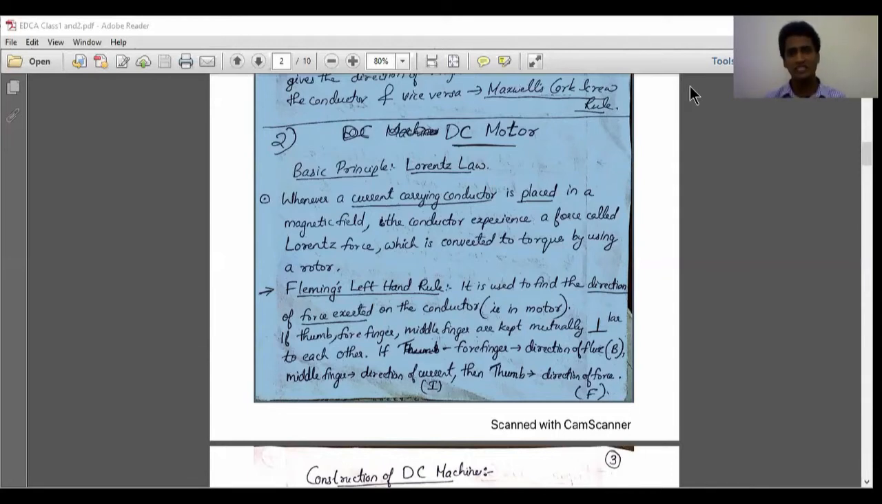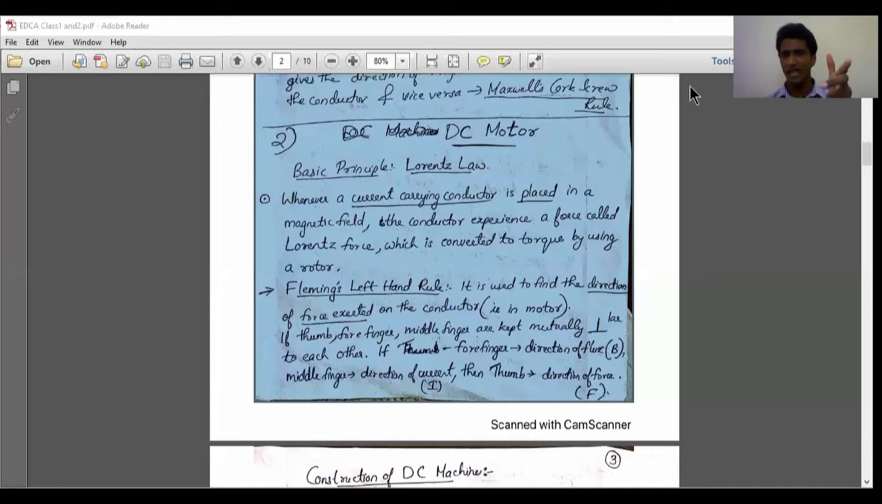Similarly, in case of a DC motor, what is the output force experienced by the conductor? We want to find the direction of force experienced, so we use Fleming's left hand rule. Then what is Fleming's left hand rule? Similar to Fleming's right hand rule, keep three fingers, thumb, forefinger and middle finger, mutually perpendicular to each other.